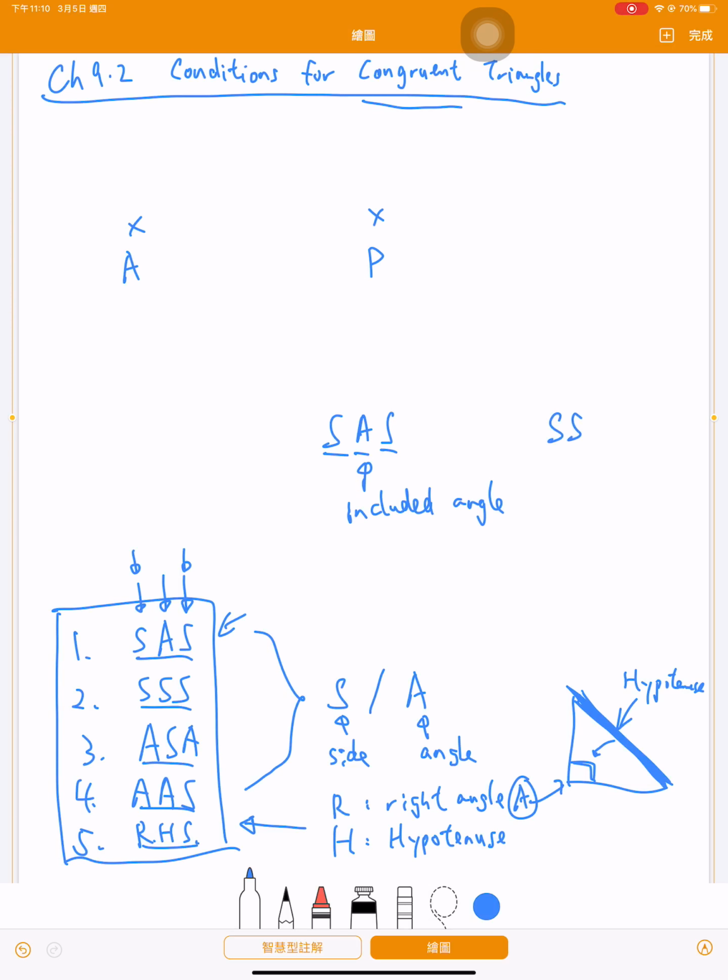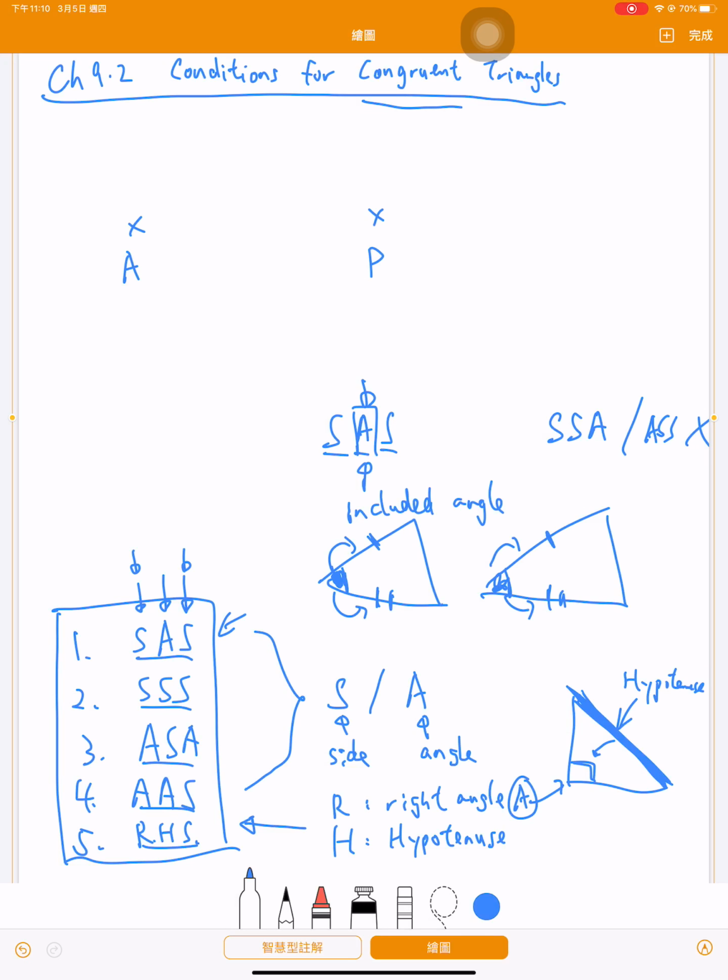So we cannot write down in this one SSA or ASS. No, because the order is very important. This one is the middle in between the 2 sides. What does it mean? For example, if these 2 triangles are the same, this side equal to this one, this side is equal to this one, then the included angle must be in between these 2 sides. That is this one, right? This angle is in between the 2 sides here, right? So this one is the included angle. That is the SAS. So I'm going to show you why SAS must have the congruent triangle.